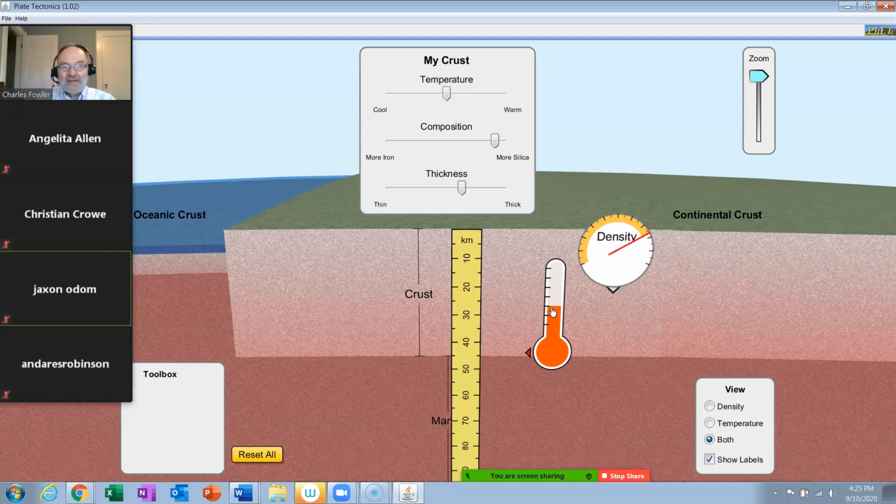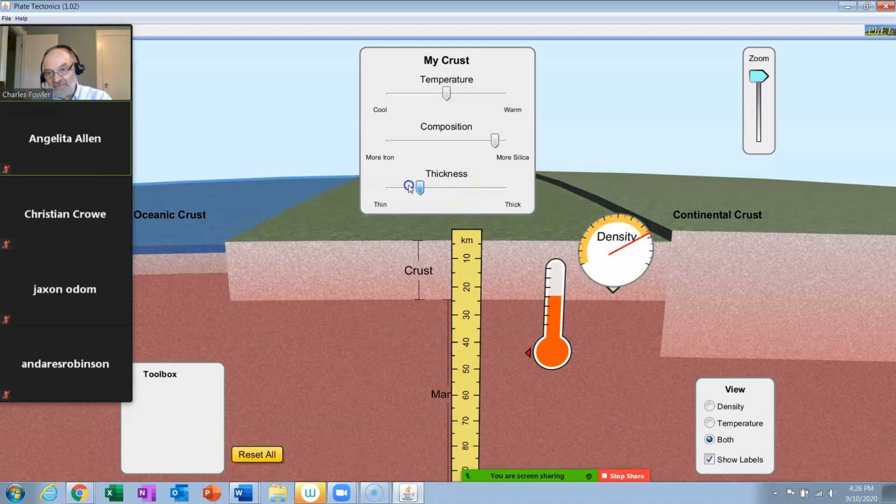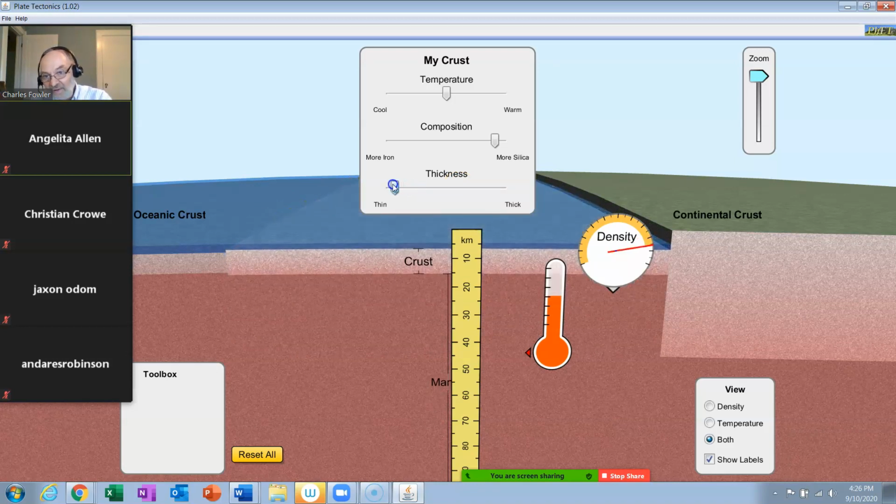Okay. Any other questions? Okay, what does it say do next? Increase the thickness of the crust until it matches the oceanic crust thickness on the left. Okay, you see the oceanic crust over here? There's the ocean on top. We're looking at this. So we're going to decrease thickness until we're close to the same as the oceanic crust. Okay, that's close to the same. Now we have to move composition until we get the same color approximately.